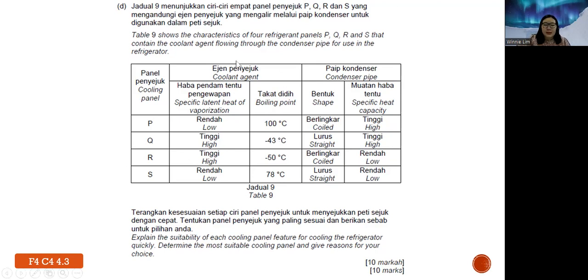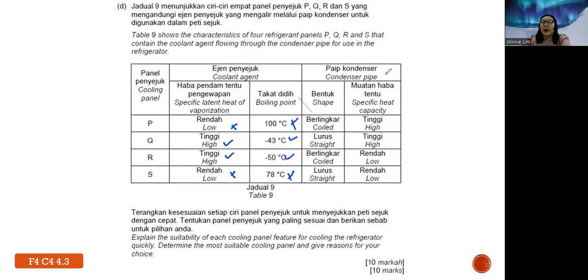Okay, so let's see. Your specific latent heat of vaporization, should it be low or high? If it is higher, that means the moment it changes state, it can absorb a large amount of heat. So do you want to absorb a large amount of heat or small? Large, right? So that's why it's supposed to be high. Then next, should the boiling point of the cooling agent be high or low? You want it to change state faster, right? So it's supposed to be low as well.